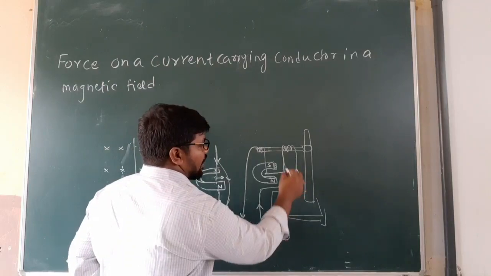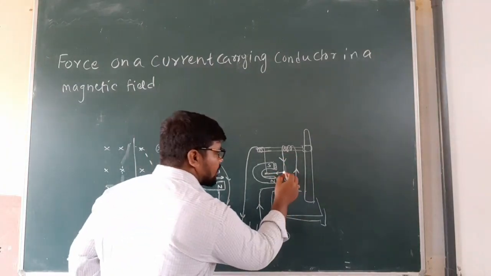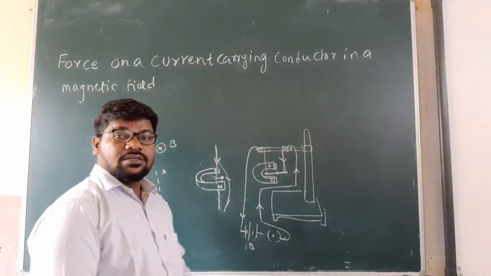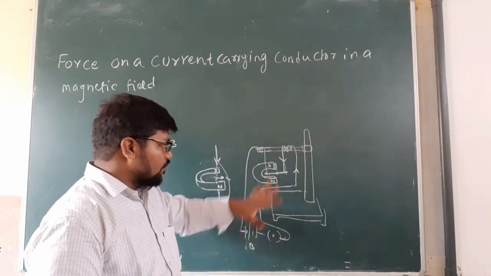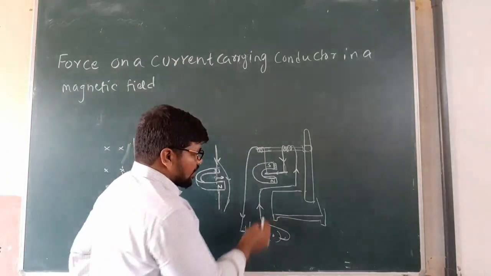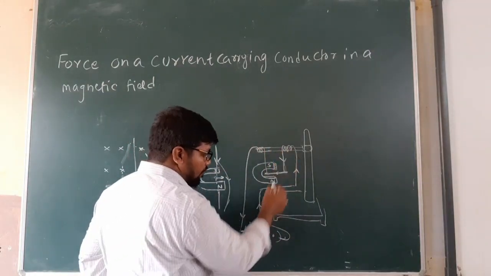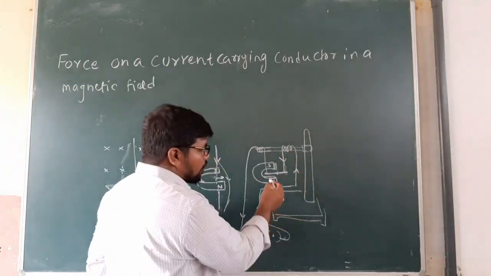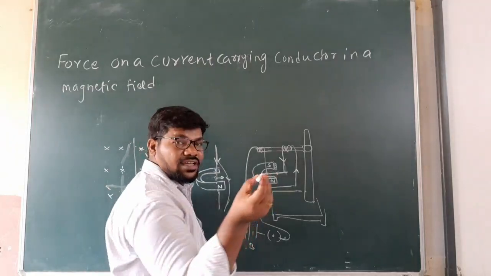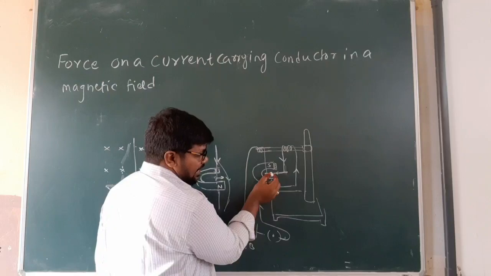The current moves like this. Got it, my children? Here is the metal rod. So this is the activity: retort stand, connecting wires, and the U-shaped magnet, with north downward and south upward. Using connecting wires, we take one metal rod and arrange it like this. This is the current carrying conductor.